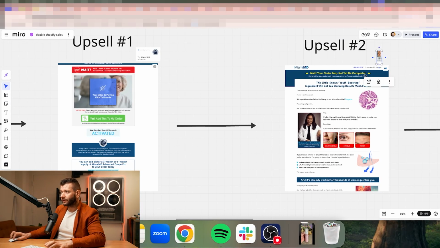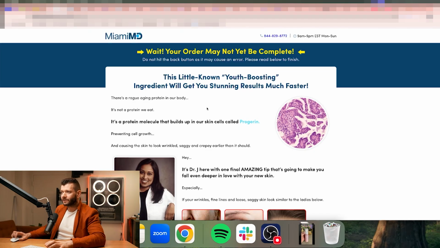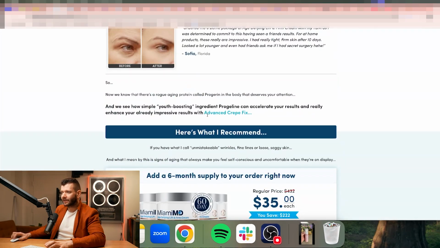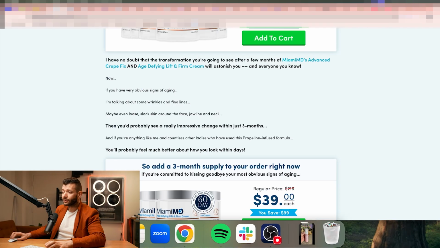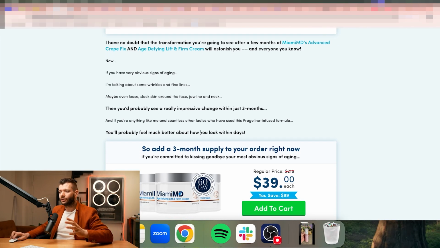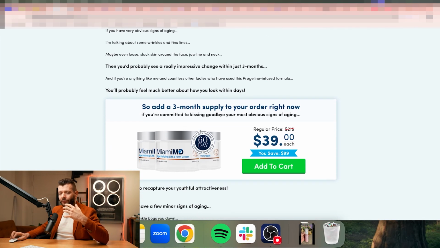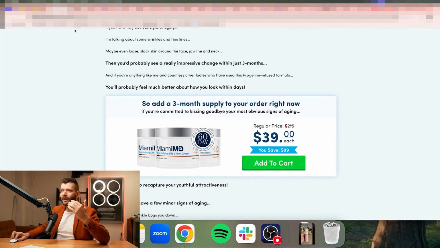They go with upsell number 2. Upsell number 2 upsells them even more product. It's actually a different product here. And this one here is $35. You can buy 6 months supply, which is about $200. So again, even if only 10% of people are buying it, it adds like $20 to their average order value. It's just incredible what you can do with your profitability if you dial in post-purchase upsells and if you dial in your funnels.